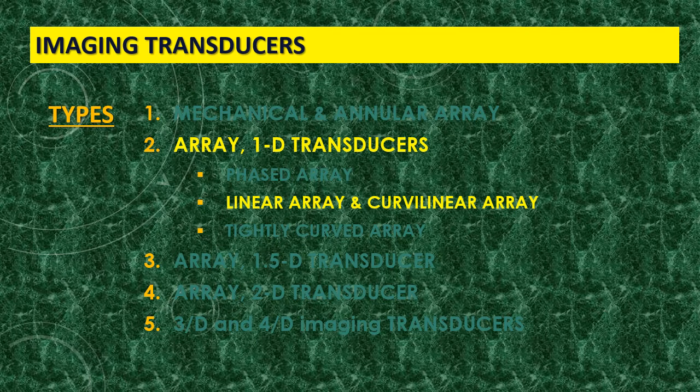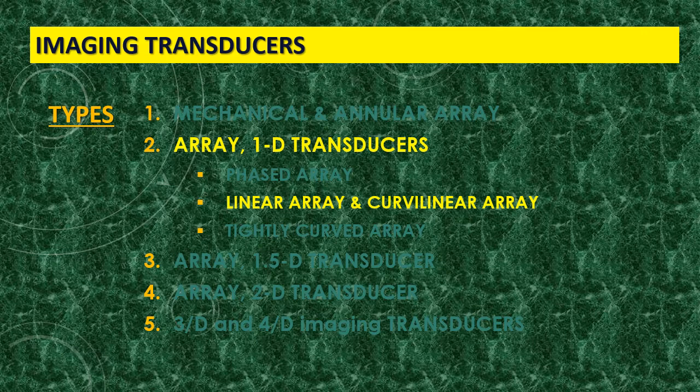So again, for the imaging transducers, we finished the mechanical and the annular phased array. We now come to the family of 1D transducers, or 1D array transducers, and we have some members in this family. First is the phased array, second and third are the linear and the curvilinear, and fourthly we have the tightly curved, or what is usually called the endovaginal probe.